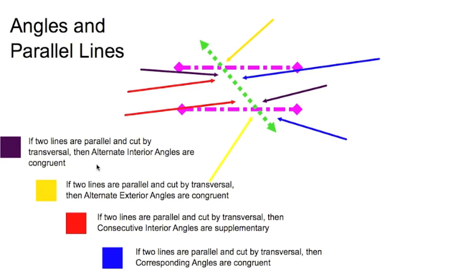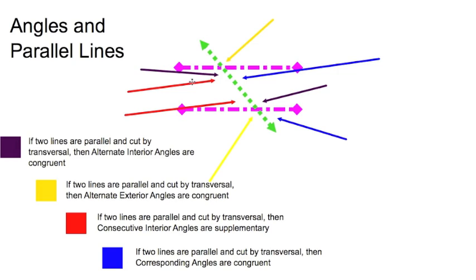Angles and parallel lines. When a pair of parallel lines is cut by a transversal, a lot of angles are made, and these angles have special properties. One type of angle is the purple angles you see here, indicated by the arrows, and these are called alternate interior angles, and they are congruent. The next is the yellow ones, and these yellow angles here are alternate exterior angles, and they're also congruent. And again, this is only if two parallel lines are cut by a transversal.